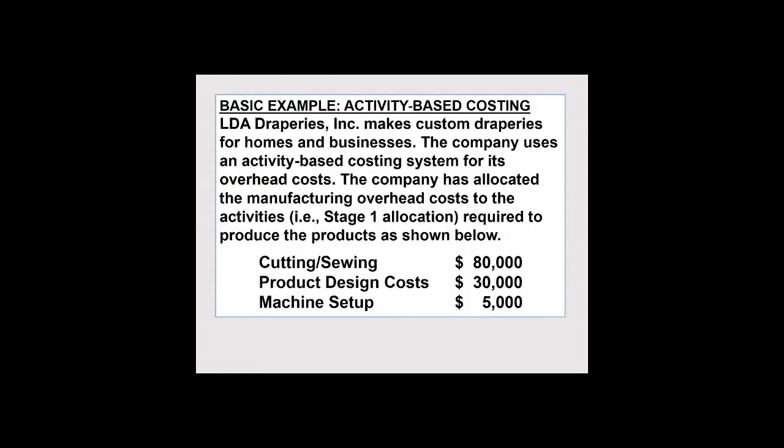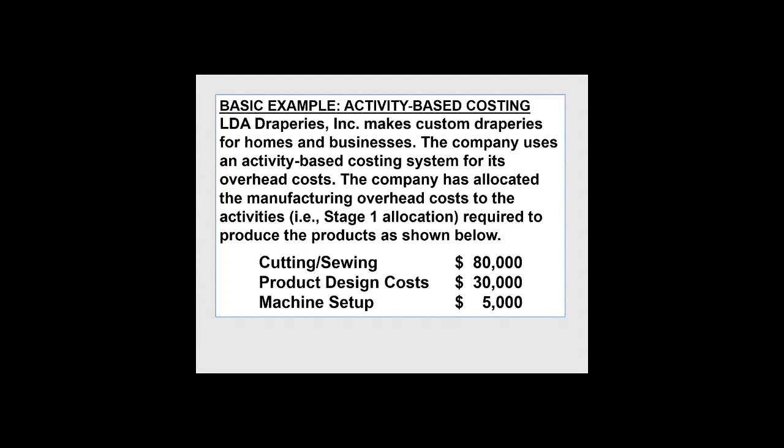In this example, we'll take a basic look at activity-based costing. LDA Draperies, Inc. makes custom draperies for homes and businesses. The company uses an activity-based costing system for its overhead costs. The company has allocated the manufacturing overhead costs to the activities, that is the stage 1 allocation, required to produce the products as shown below.